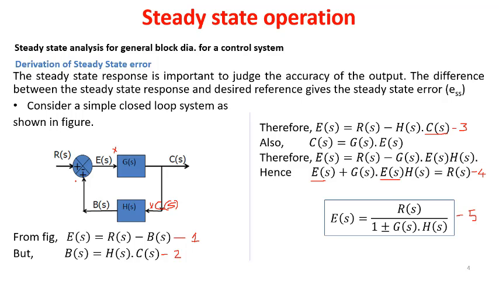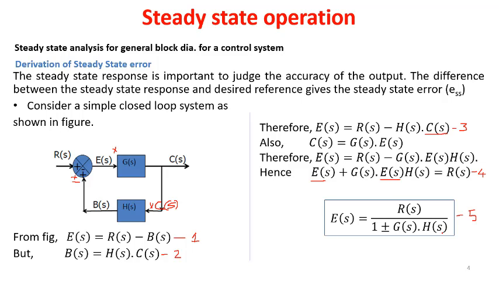Here when we are having initially a negative feedback, we will be getting a plus sign in the denominator. If we are having a positive feedback, then here we are going to get a negative sign. Hence error is equal to R of S whole divided by 1 plus or minus G of S into H of S. This error signal is in the s domain.